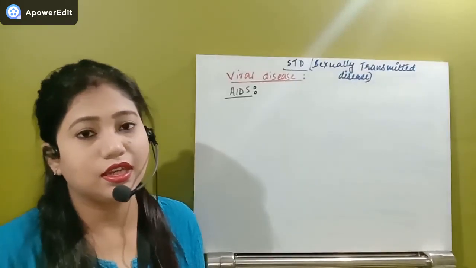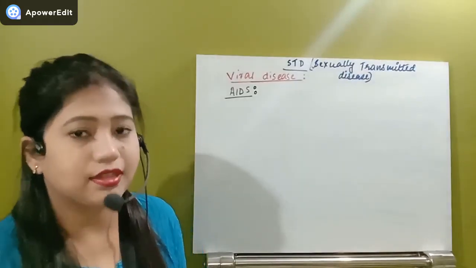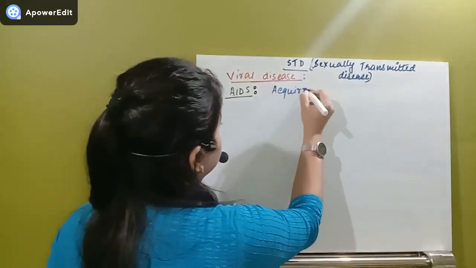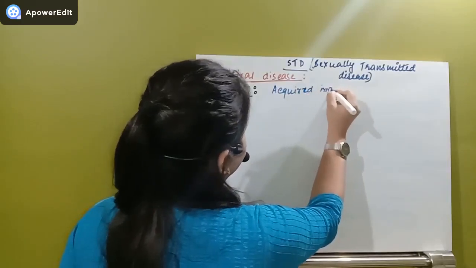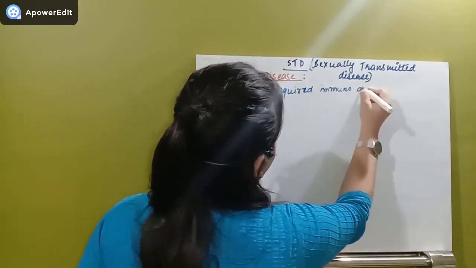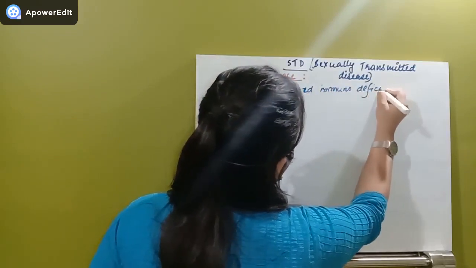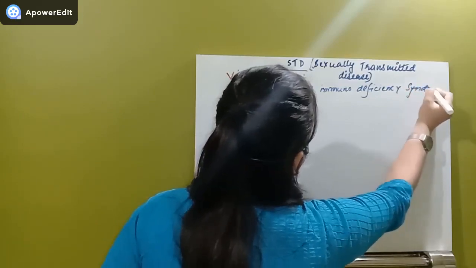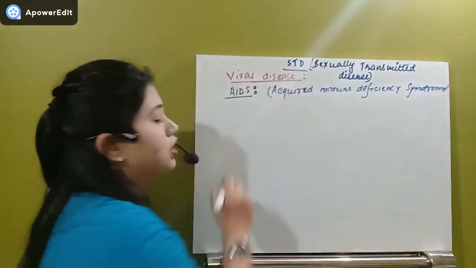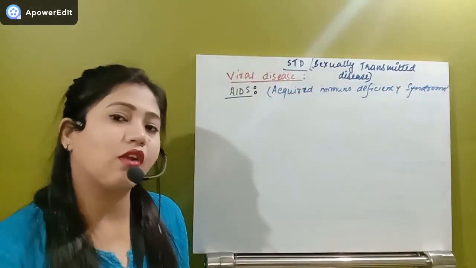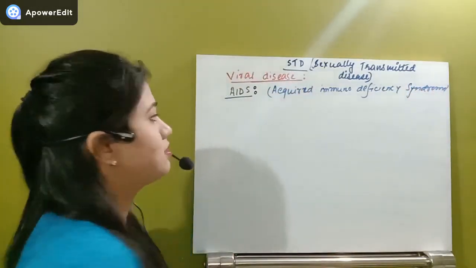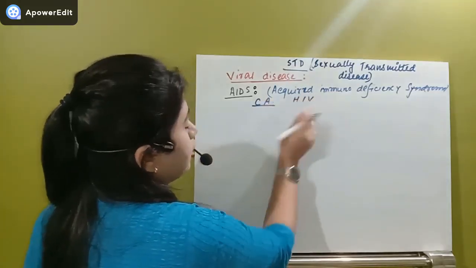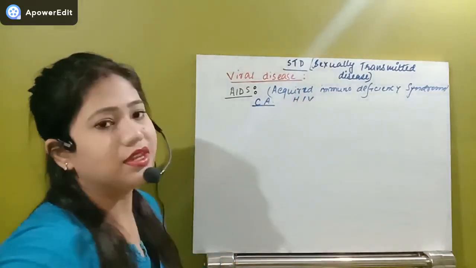After that, let us see the next type of viral disease, that is AIDS. AIDS, acquired immunodeficiency syndrome. What is the causative organism of that disease? AIDS, acquired immunodeficiency syndrome, is caused by HIV. So the causative organism here is HIV, human immunodeficiency virus.